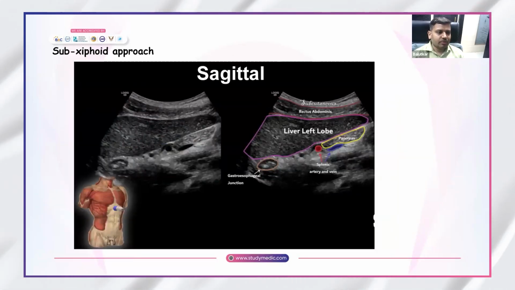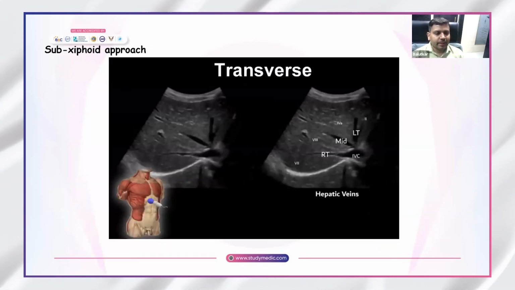Similarly, for the left lobe, if you put the probe in a longitudinal fashion in the hypo-sternal area, we can see the left lobe of the liver. Just inferior to the left lobe, we can see the gastroesophageal junction, and some part of the pancreas can be visualized. Now, if you put the probe in a transverse fashion and direct it somewhat cranially, we will be able to visualize the IVC, the hepatic vein confluence, and various segments of the liver.